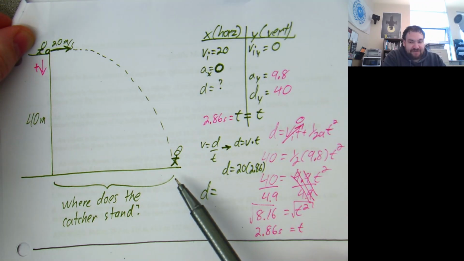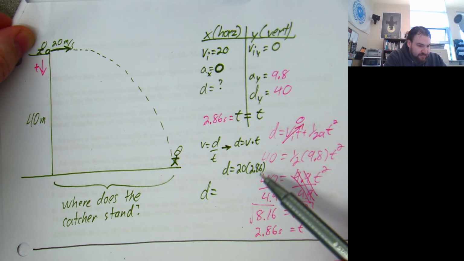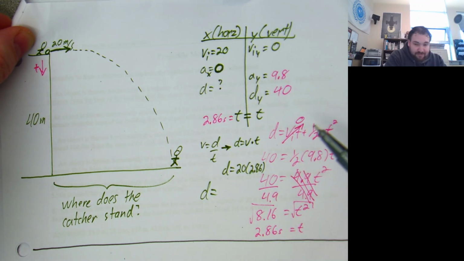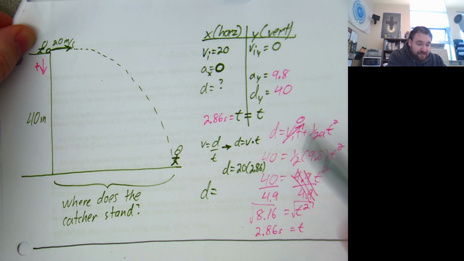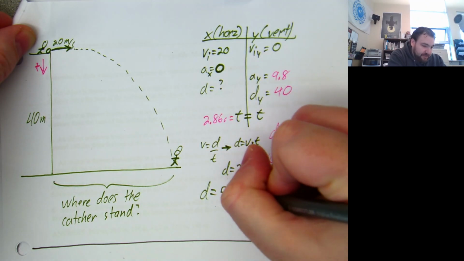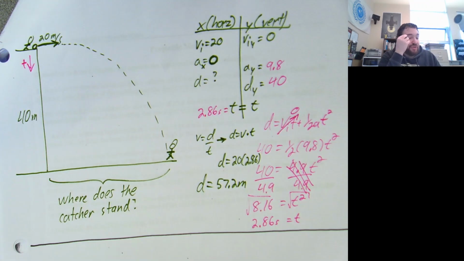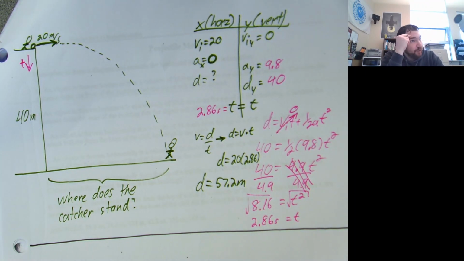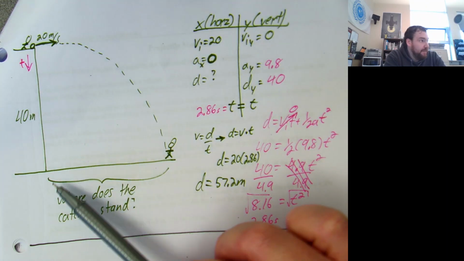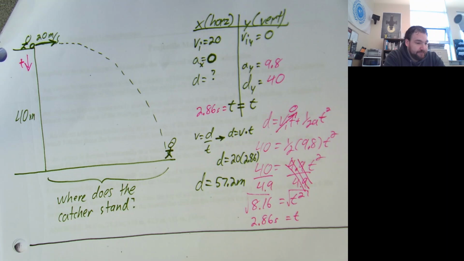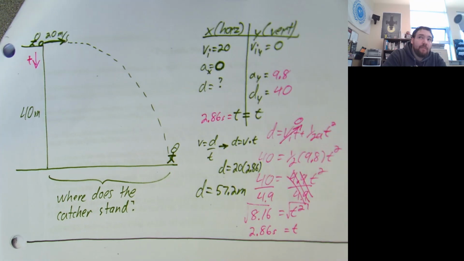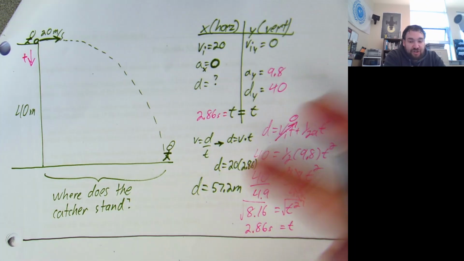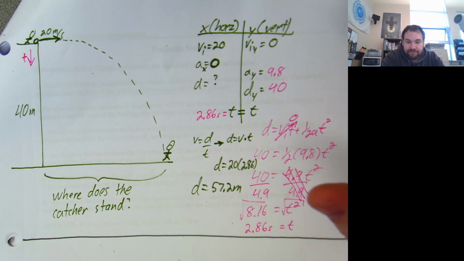So where does our catcher have to stand? This value here is 57.2 meters, or just over half a football field away from the bottom of the building. So this is going to be your procedure here.